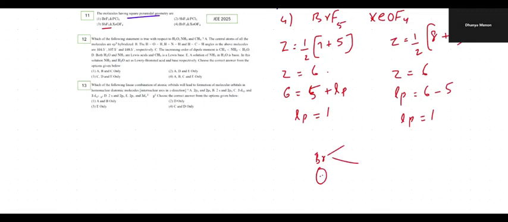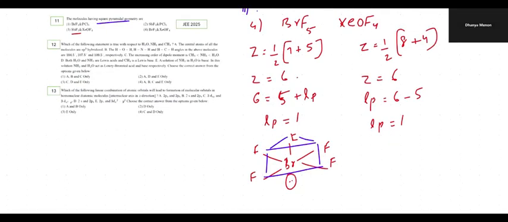Fluorine, fluorine, fluorine, fluorine, fluorine. If we ignore the lone pair, this is a square and this is a pyramid. So we have to ignore the lone pair for this. Here also it is coming out similar to this same thing. So here, Xe, fluorine, fluorine, fluorine, fluorine. I place the lone pair down here and this is oxygen.